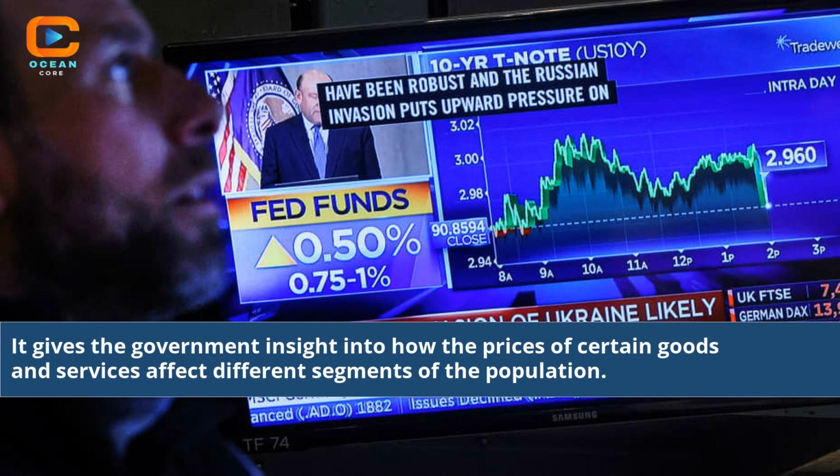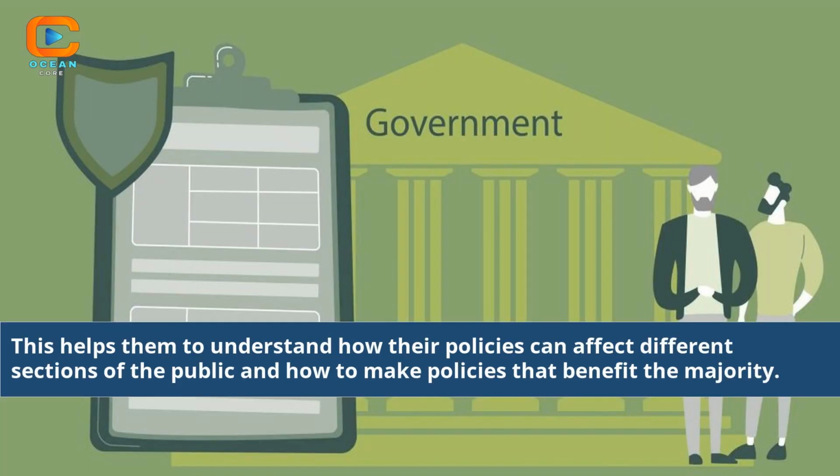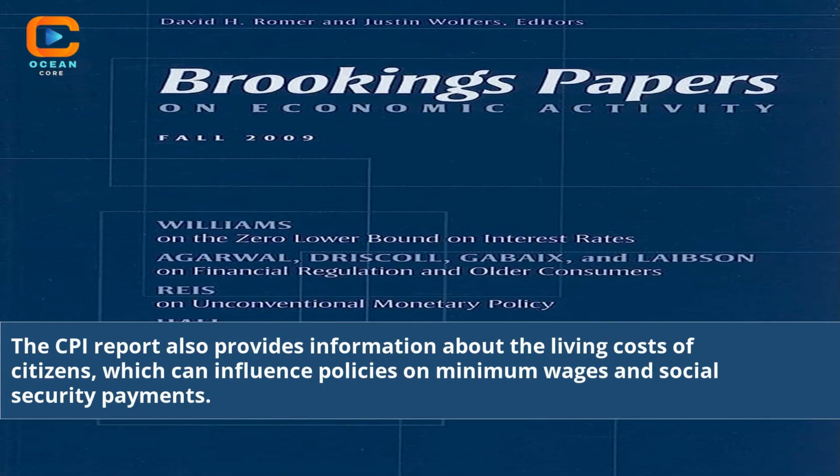It gives the government insight into how the prices of certain goods and services affect different segments of the population. This helps them to understand how their policies can affect different sections of the public and how to make policies that benefit the majority. The CPI report also provides information about the living costs of citizens, which can influence policies on minimum wages and social security payments.